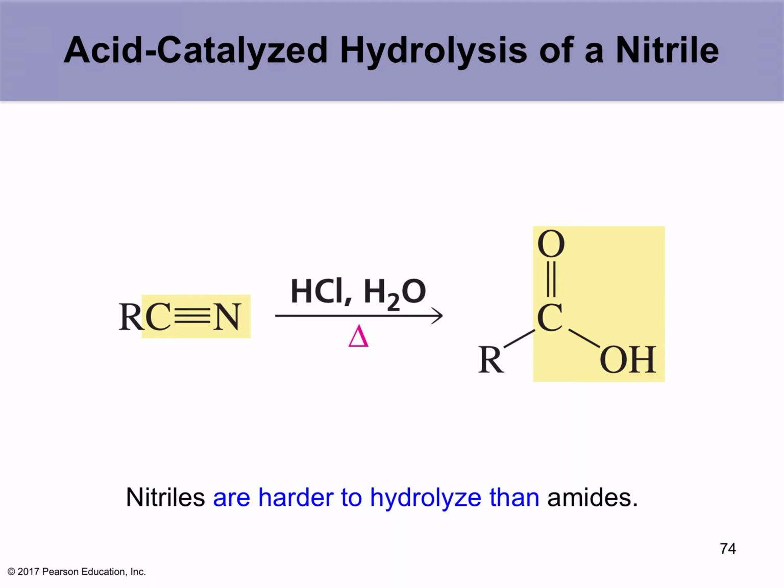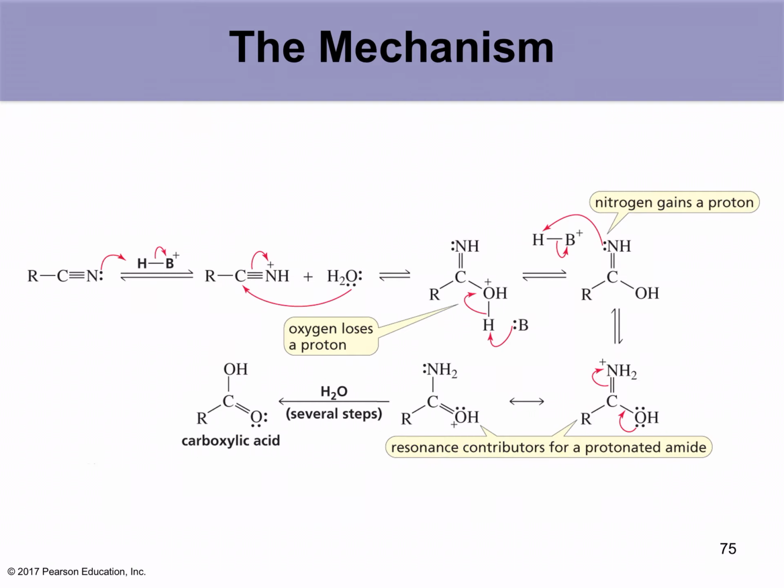Acid catalyzed hydrolysis of a nitrile. When you hydrolyze a nitrile, it gives you a carboxylic acid. Nitriles are harder to hydrolyze than amides. Here's the mechanism of how a nitrile hydrolyzes to give a carboxylic acid. Nitrogen has 3 bonds and also carries a lone pair that can act as a base. It's going to grab a hydrogen from the acid. So it will have a protonated nitrogen, just like a carbonyl group with protonated oxygen.